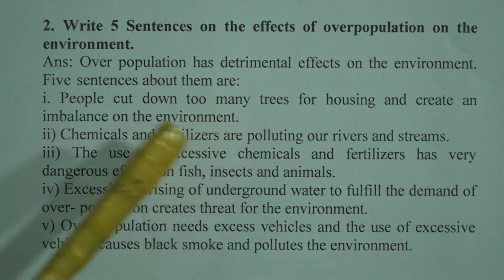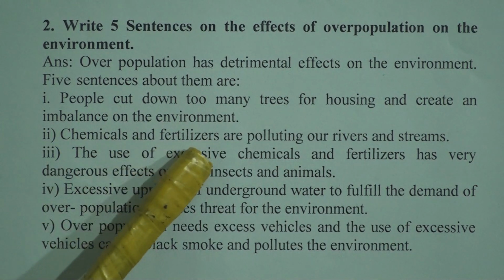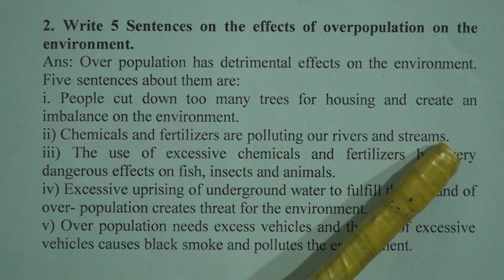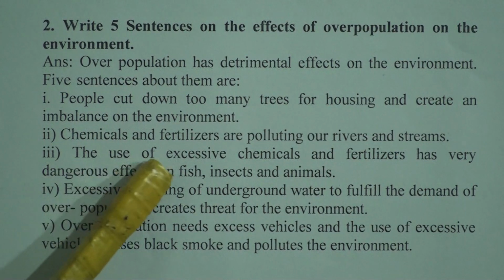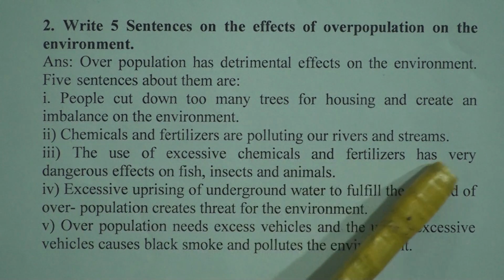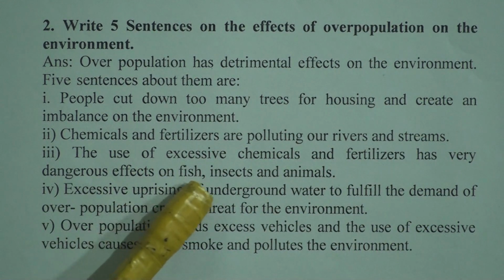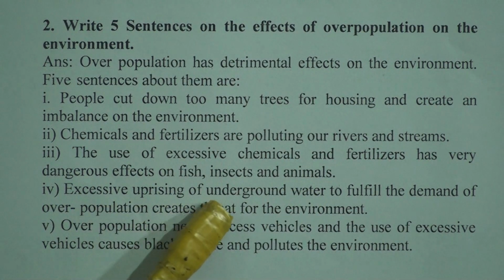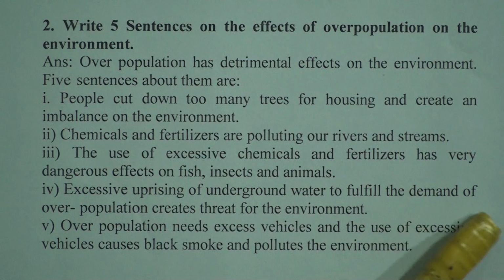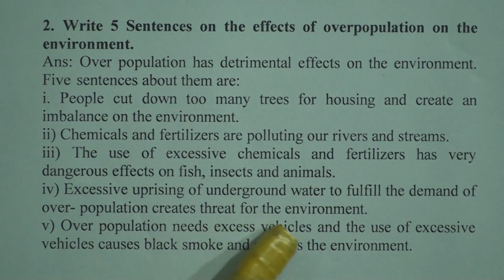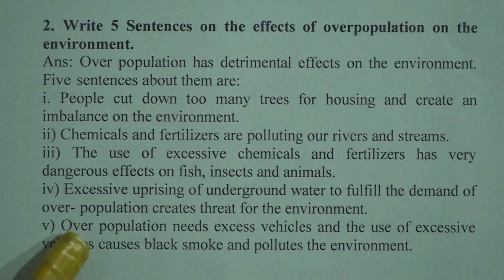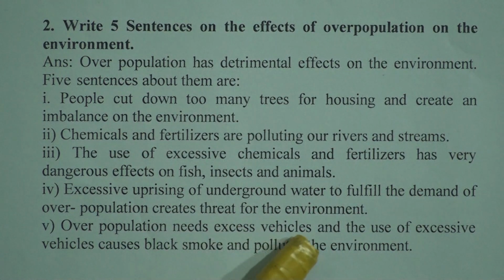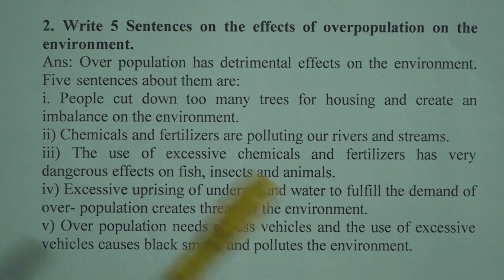the environment. Number 2, chemicals and fertilizers are polluting our rivers and streams. Number 3, the use of excessive chemicals and fertilizers has very dangerous effects on fish, insects and animals. Number 4, excessive uprising of underground water to fulfill the demand of overpopulation creates a threat for the environment. Number 5, overpopulation needs excess vehicles and the use of excessive vehicles causes black smoke and pollutes the environment.